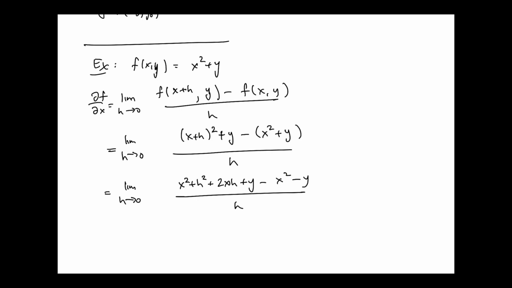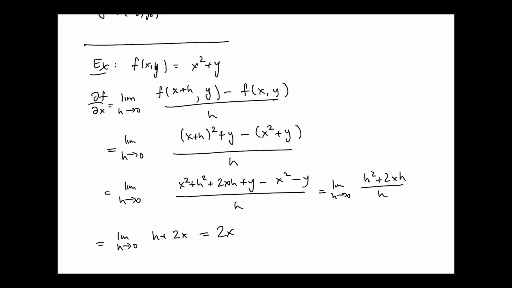All right, so now that I've set all that up, what cancels? Lots of stuff. The x squared cancels, the y cancels, and so I have h squared plus 2xh over h. If I cancel an h, I'd get the limit as h goes to 0 of h plus 2x, which is 2x, because x doesn't depend on h. Does that kind of make sense?